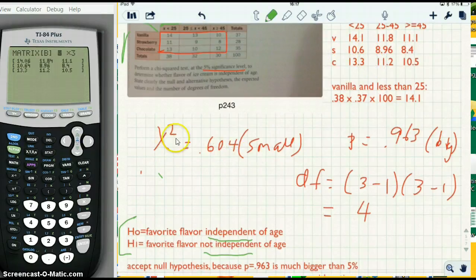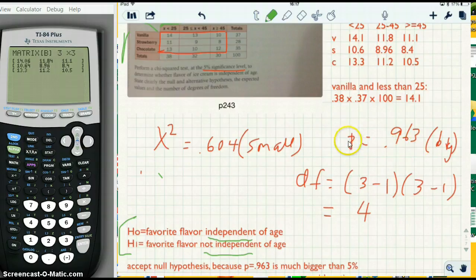And we would like to compare the chi-squared value to the critical value, but we don't have the critical value because it never gave it to us. Well, we're lucky because you don't have to have the critical value. If you have the p-value, which the calculator always gives you, you can compare the p-value to the significance level, and the significance level is 5%. The p-value is 0.963, which is 96%.